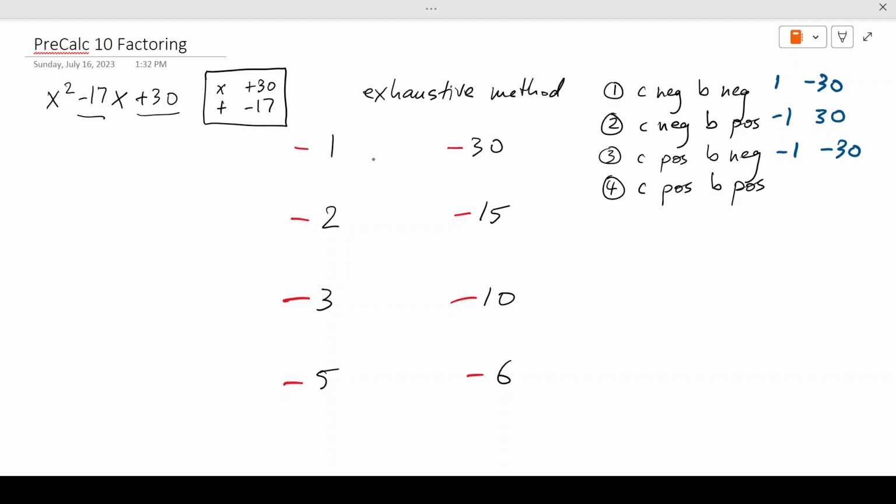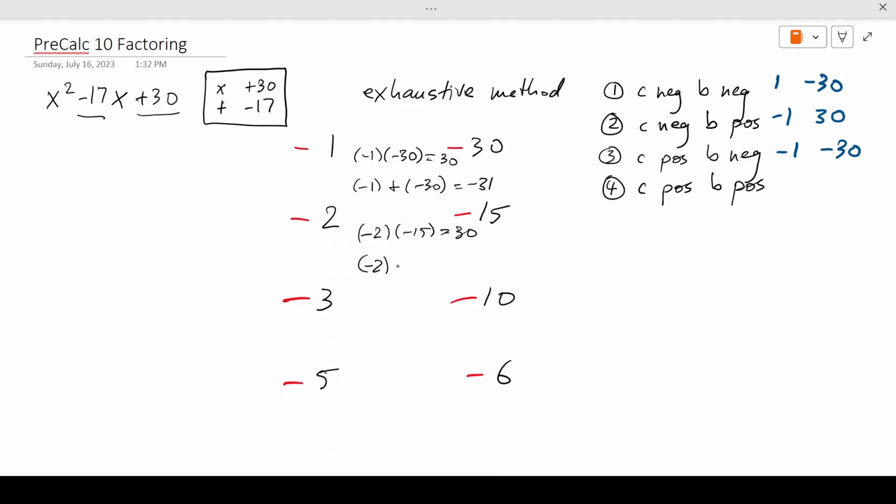Negative 1 times negative 30, does that equal positive 30? Yes, it does. Negative 1 plus negative 30, what does that equal? Well, it equals negative 31. That's not it. That's not my b. Negative 2 times negative 15, does that equal positive 30? Yes, it does. Negative 2 plus negative 15, that adds up to negative 17. Hey, that's what I wanted.